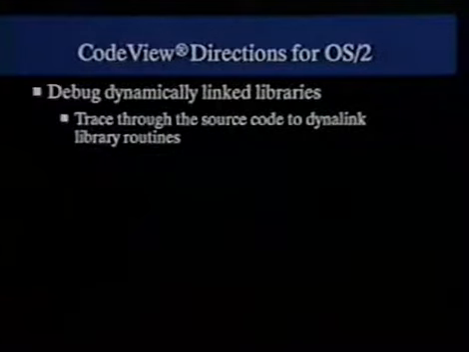Finally, I'd like to take a look at some of the features we're working on for future software development kit updates. We have three main areas where we will be enhancing CodeView. The first is the ability to debug dynamic link libraries. You will be able to trace from the source code of your application into the dynlink library and switch to the source code for the library. This will be in the first update to the software development kit.